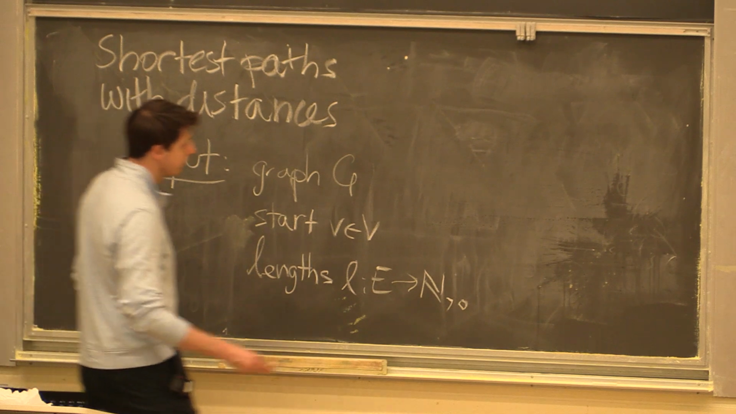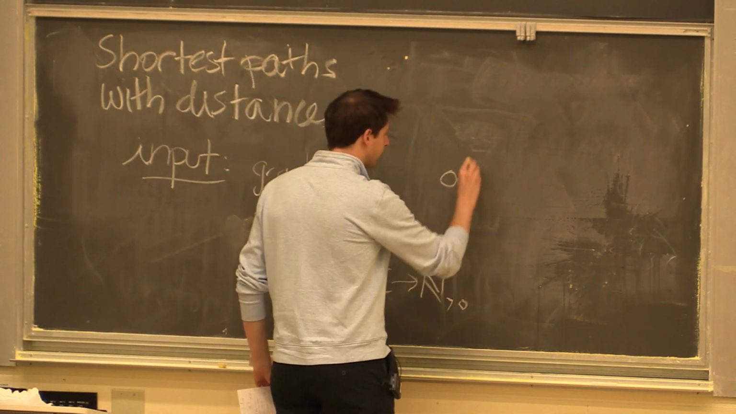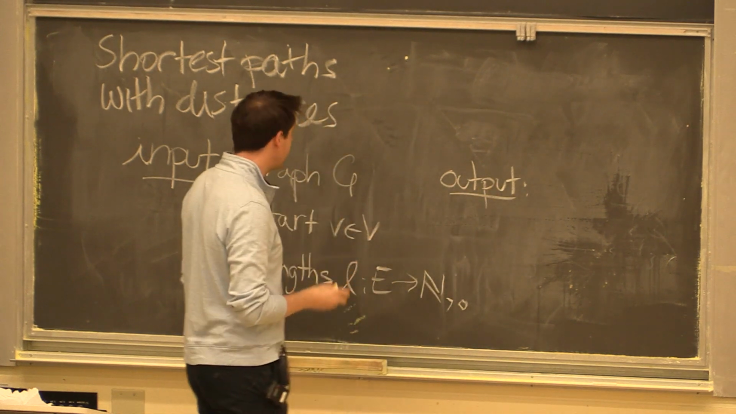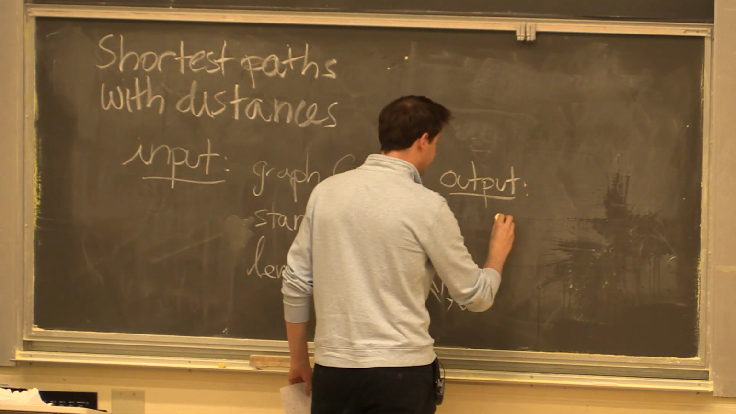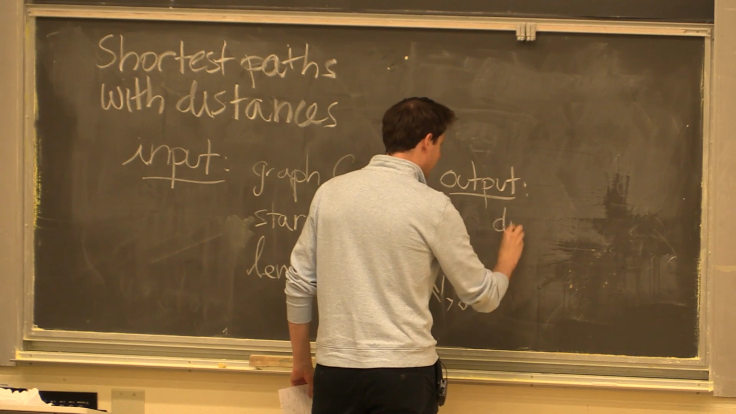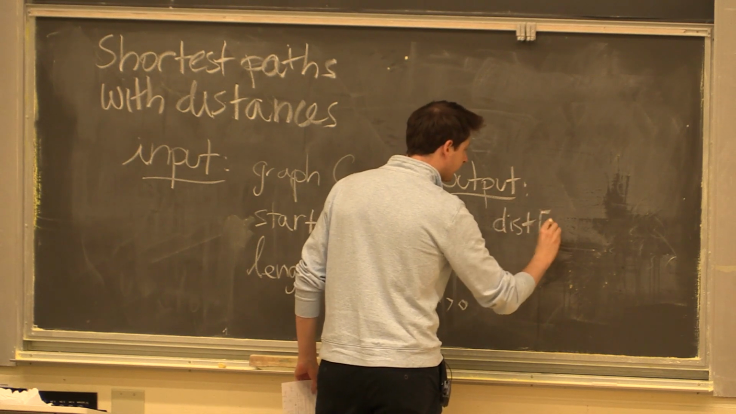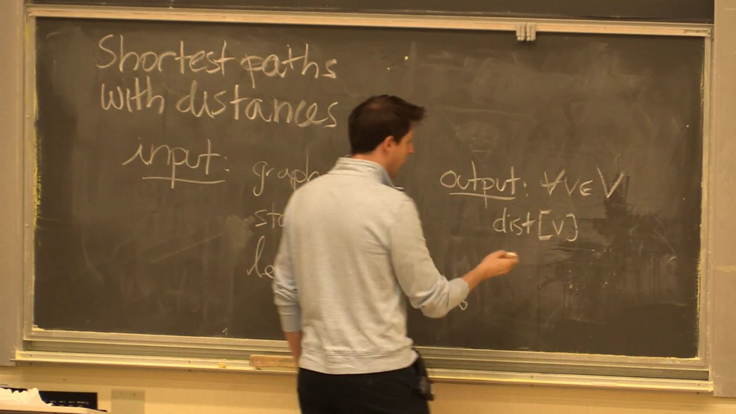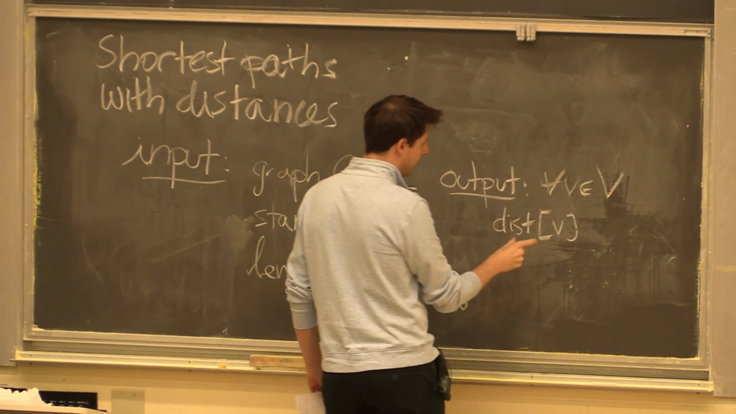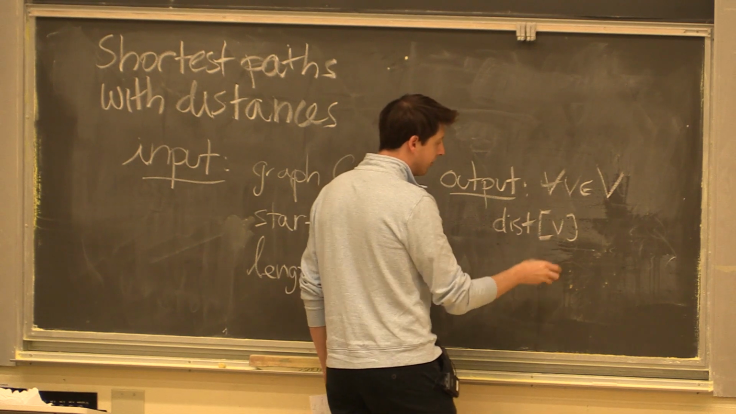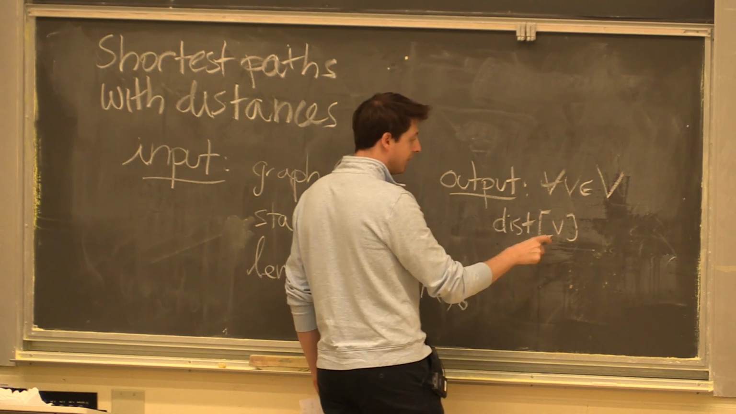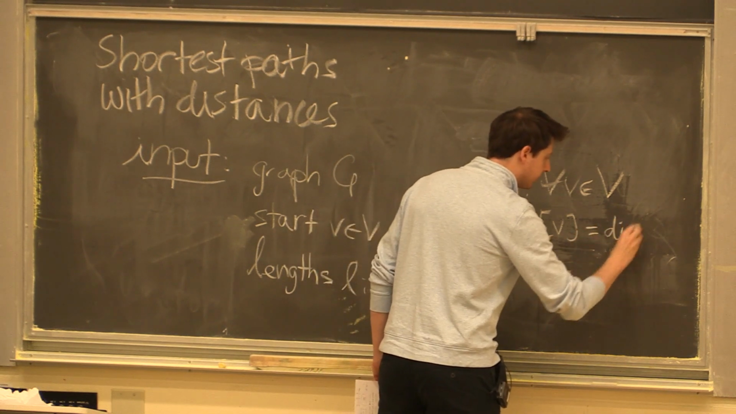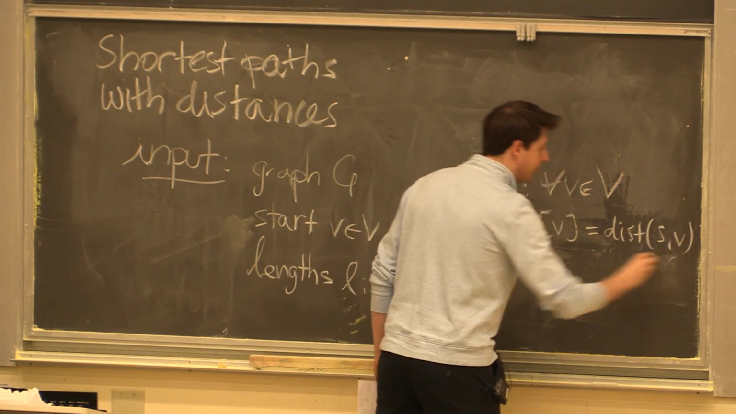So there's the input and the output. We want to compute an array where we have distance. For every vertex in the graph, we want to compute a number, which we're going to store in an array, which is the distance from S to V.